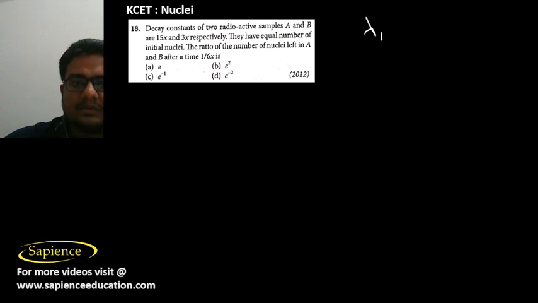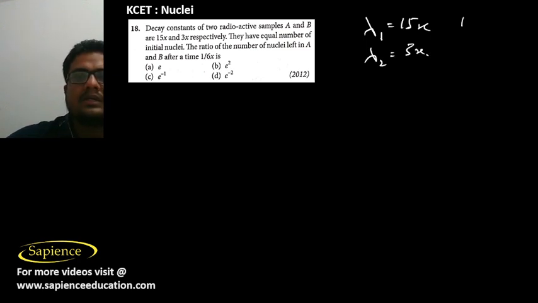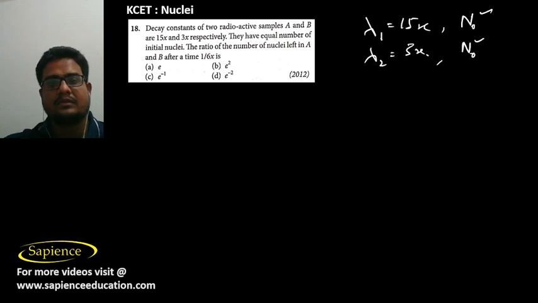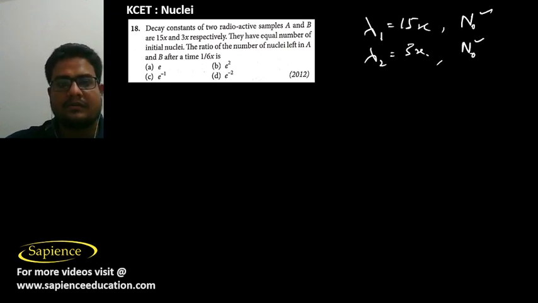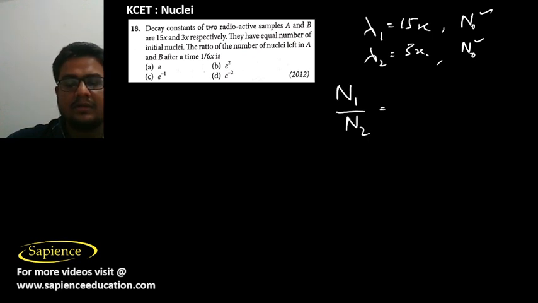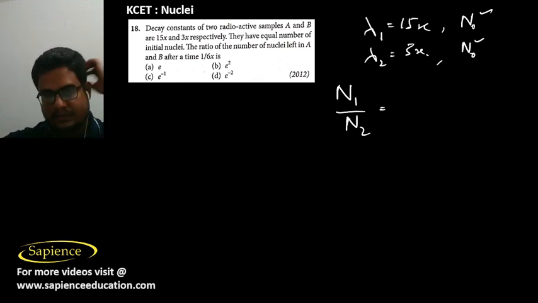The decay constant for A is 15x and the decay constant for B is 3x. They have an equal number of initial nuclei, which is n0. Then find the ratio of the number of nuclei left in A and B after a time 1 by 6x. Suppose we have to find n1 by n2.